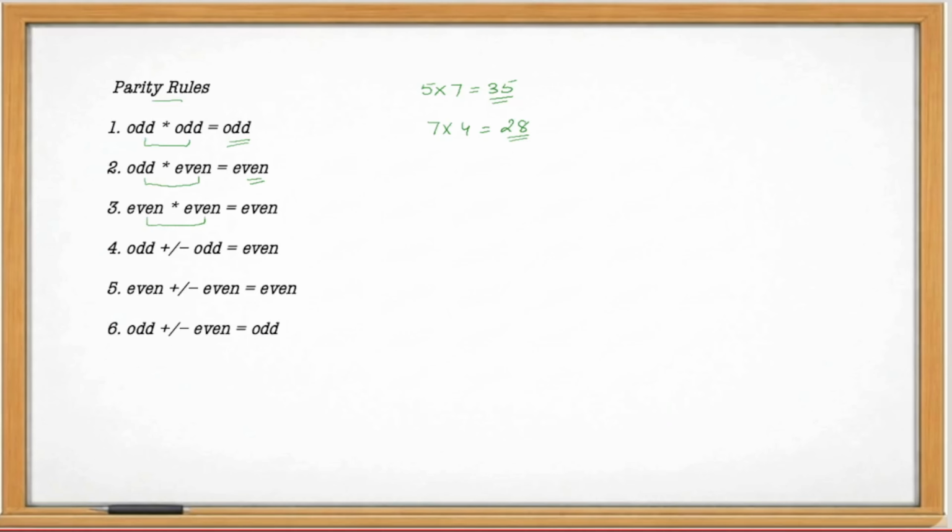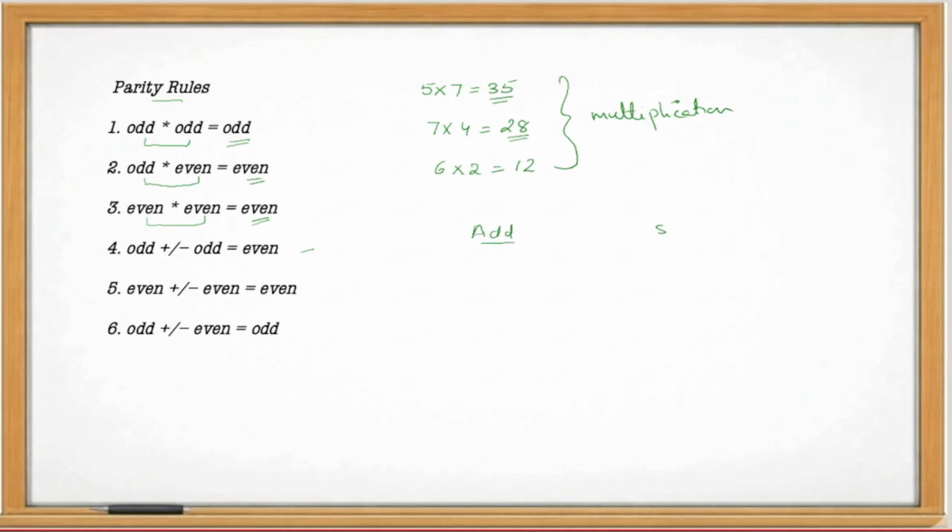Third rule, when you multiply two even numbers, the result is even. That is, if you multiply 6 into 2, which is equal to 12, the answer is an even number. So this all are in the case of multiplication. Now look at the fourth rule.